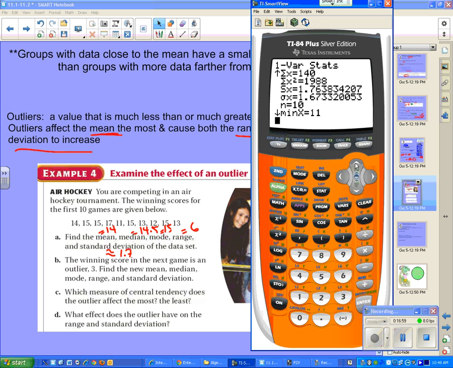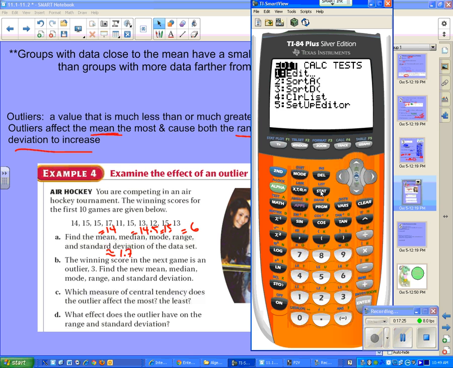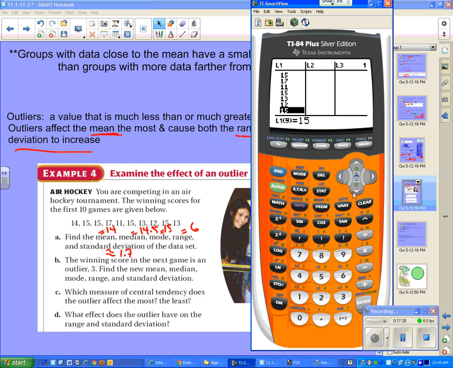The range, so now it doesn't give me my range either, but I do have my minimum and my maximum on it. So maximum minus minimum, 17 minus 11 is 6. And then standard deviation, I'm going to arrow back up and find sigma here, 1.67 or approximately 1.7 is my standard deviation. Now, in part B, they're telling us that we have an outlier of 3. So I'm going to go down and enter in a 3 here. And it's an outlier again because it doesn't match the rest. And then I'm going to calculate it all again.